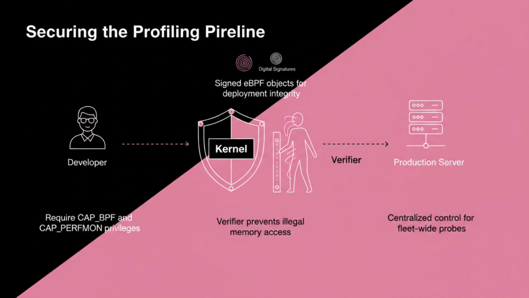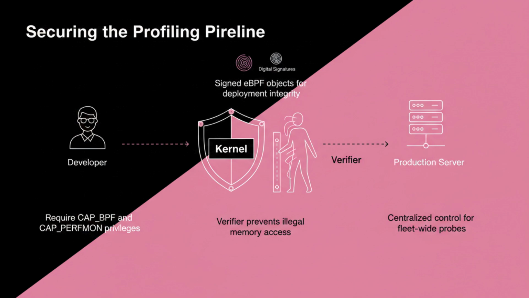With great power comes the need for robust security. Since eBPF runs in kernel space, we must strictly control who can load these programs. On modern Linux kernels, the CAP_BPF and CAP_PERFMON capabilities are required. Furthermore, the eBPF verifier acts as a gatekeeper, ensuring that probes cannot read sensitive memory outside of their scope or cause system instability. For architects, implementing a secure pipeline means signing eBPF objects and using a centralized controller to deploy them across the fleet. This ensures that only verified, audited profiling code is running on production servers, maintaining the integrity of our high-availability environments.